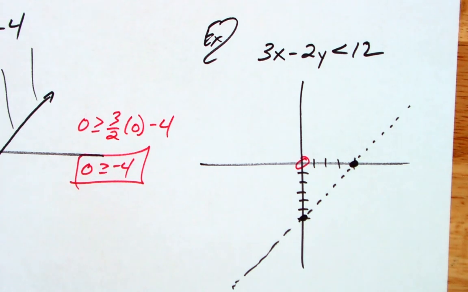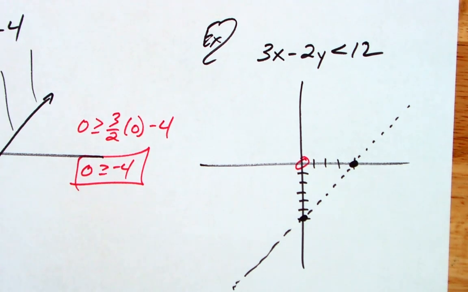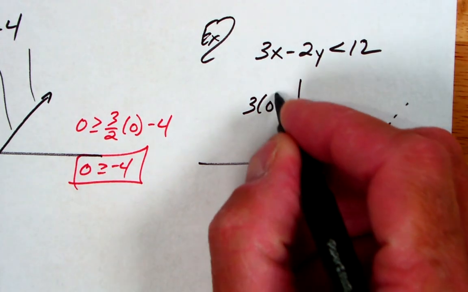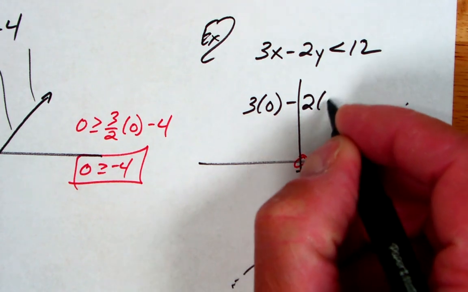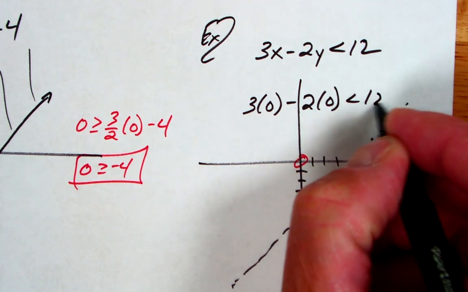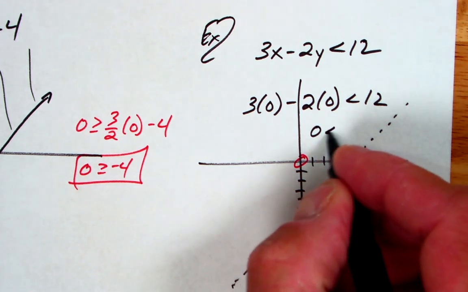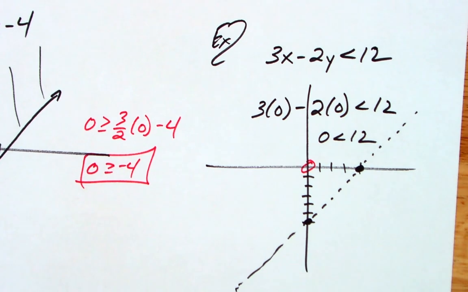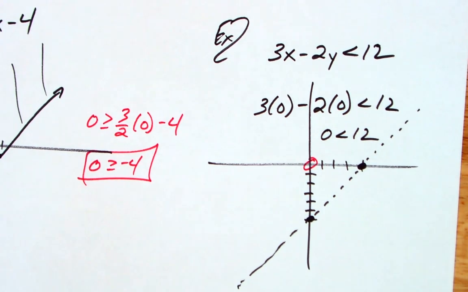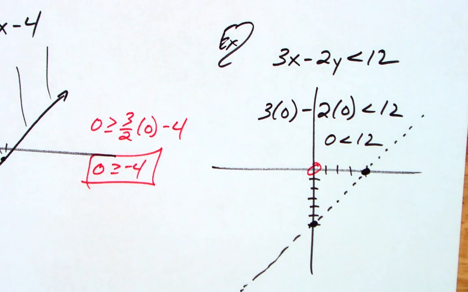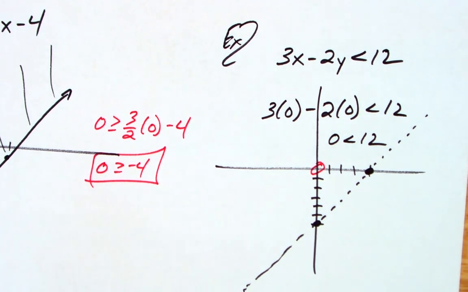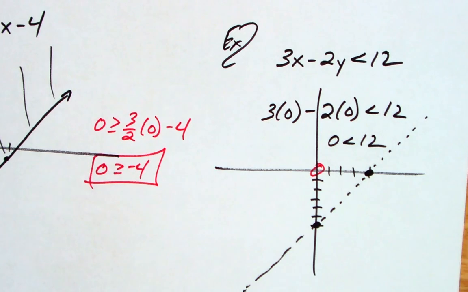Okay, this is where you're going to have to communicate with me what's going on. What's the problem with a test point? Plug in 0 for x. Plug in 0 for y. And I see if it's true. Not trying to be mean or anything, but that shouldn't give us difficulty. We should be able to plug in 0 and 0 and simplify that. 0 is less than 12. Is that true or false? True. So we're going to shade that side.